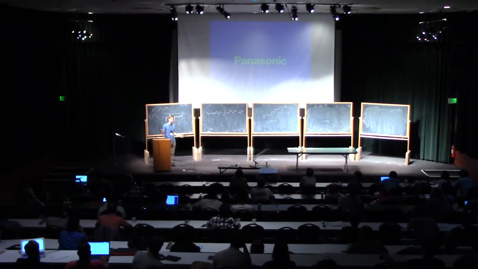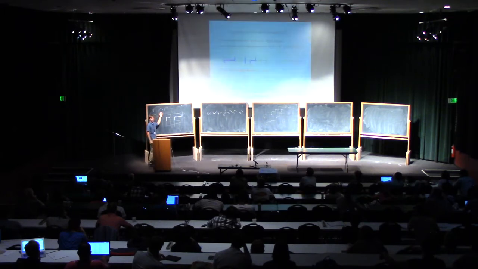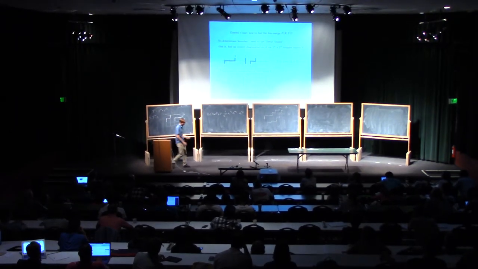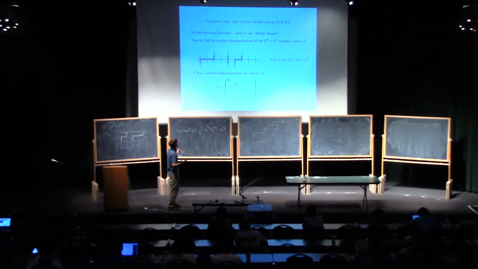Well, you should not be happy yet. You shouldn't be jumping up and down yet, because it's a 2 to the n by 2 to the n matrix, right? That's pretty large, even when n is 10. And we're interested in the case when n is large.